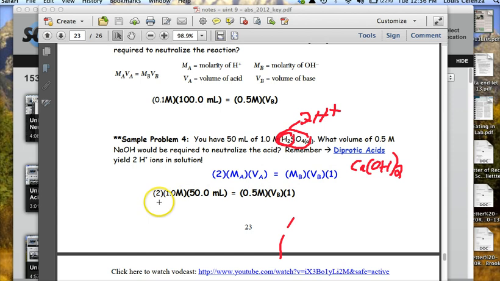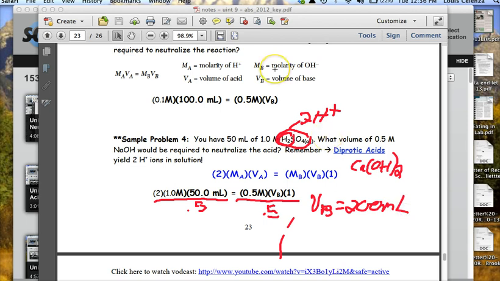So I'm going to go through and solve this. So you're trying to get VB by itself. So you're going to divide both sides by, in essence, 1 times 0.5 is 0.5. So you're going to divide both sides by 0.5. Multiply this, so it's 2 times 1 is 2 times 50 is 100. 100 divided by 0.5, so the volume of the base is 200 milliliters. I'll give you the answer to the third one.